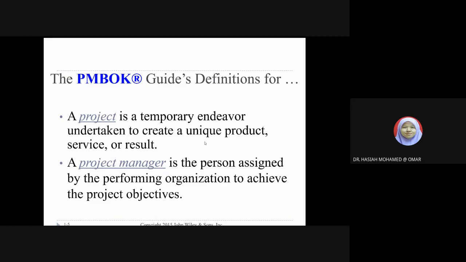Okay, so a project manager is a person assigned by the performing organization to achieve the project objective. When we talk about project objective, we need to remember that the objective should be something achievable, measurable, and normally it should be tangible. We can see the product. We can see the outcome.